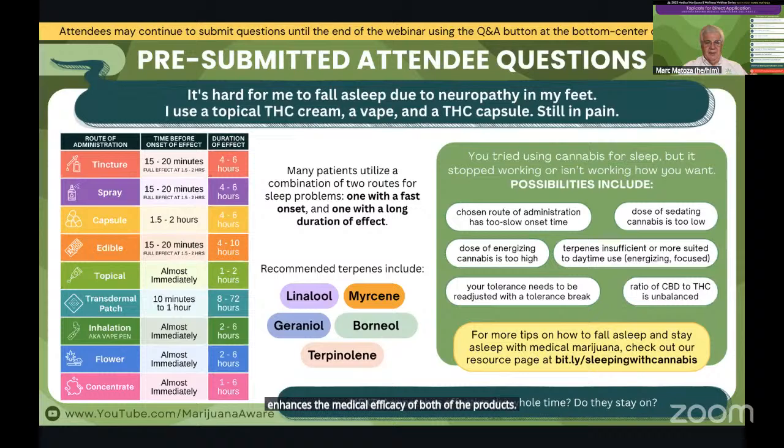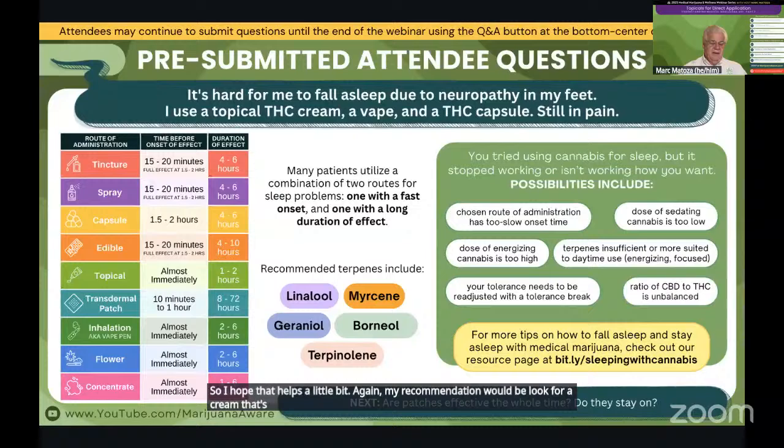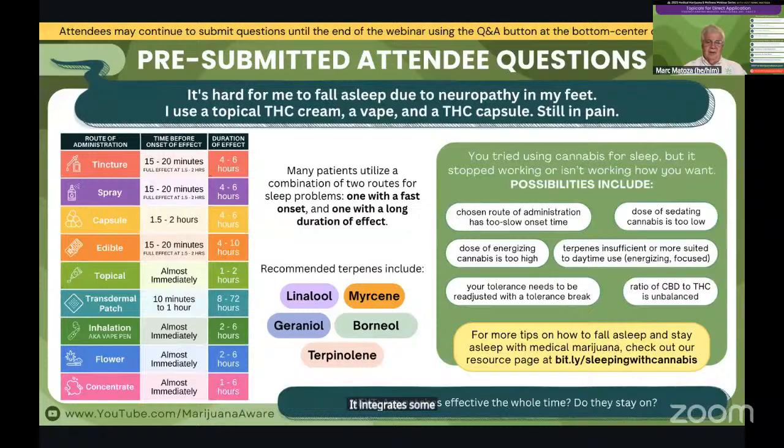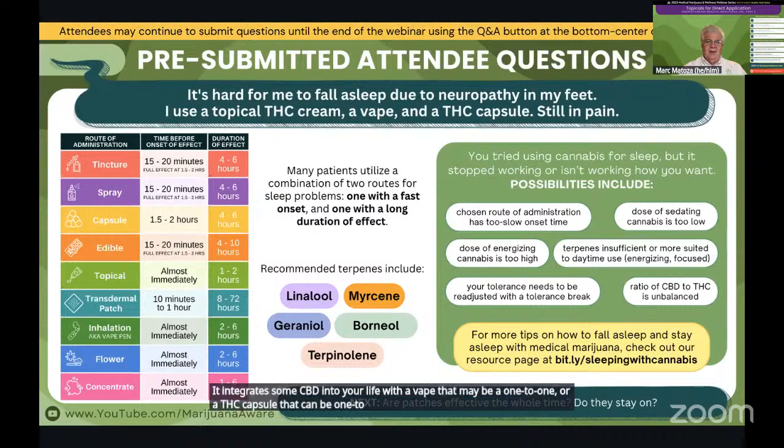So I hope that helps a little bit. Again, my recommendation would be look for a cream that's THC, CBD. Integrate some CBD into your life with a vape that may be a one-to-one or a THC capsule that can be one-to-one. I think that'll help you quite a bit.